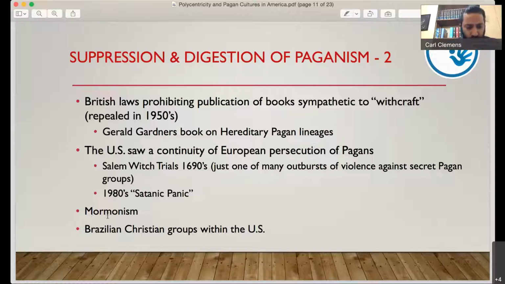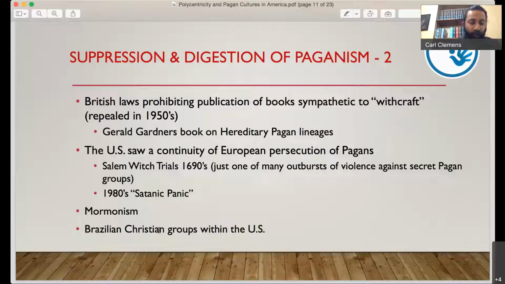I also put Mormonism in here. Mormonism is a religion that came into being in the United States. They consider themselves Christian. In fact, they're more Christian than the Pope in many ways, but they're not considered Christian by any other Christian group, Protestant or Catholic. Mormonism has a huge amount of paganism built into it. They have divination, connecting with the dead and so forth. They have a lot of ritual in Mormonism. All of that basically comes from paganism.